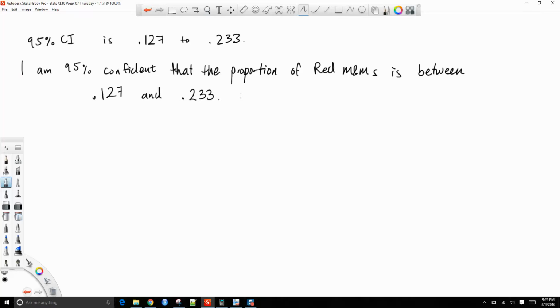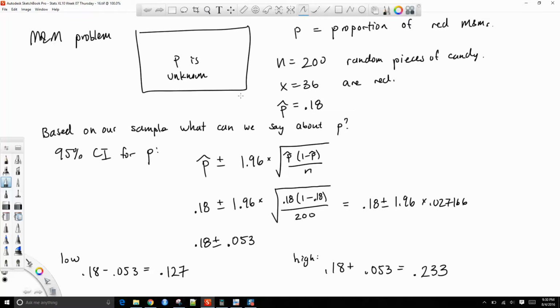Yes, question? Could you go back to the previous page, please? Yes. Let me make sure everyone gets this down, and I'll flip back. So we're just writing the sentence: I am 95% confident that the proportion of red M&Ms is between 0.127 and 0.233. Okay, if I flip back to the previous page, it shows all of the computations that we've done to get there.